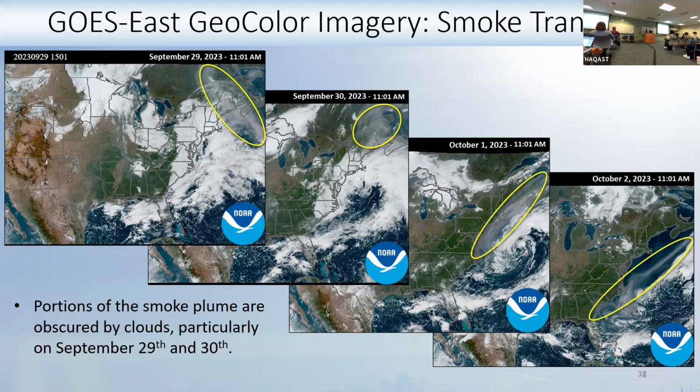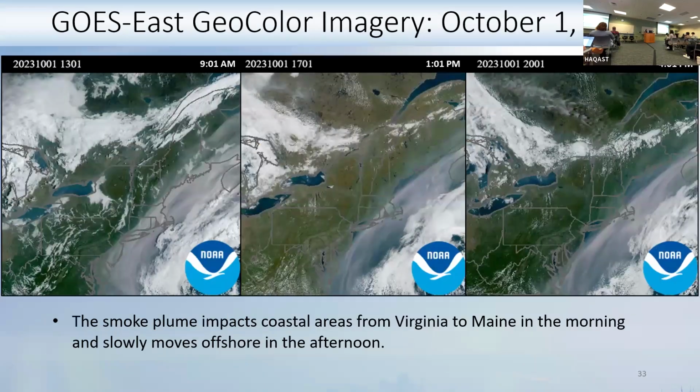So on September 30th, we did see those moderate PM 2.5 levels that were pretty high, but we can't see that smoke plume because of the clouds. And then taking a closer look at what happened on October 1st, we see that significant smoke plume along the coast from Virginia to Maine, and the image on the left at 9 a.m.